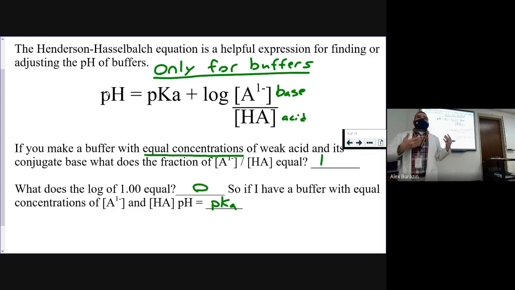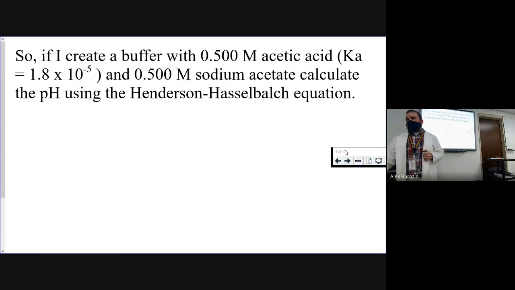So then a lot of you want to use this for everything, but it doesn't work for everything. If you want to solve for the pH of a weak acid, you've got to use an ice table. If you want to solve for the pH of a weak base, you've got to use an ice table. If you want to solve for the pH of a strong acid or a strong base, you can just take the negative log of its molarity. The only time this works is with a buffer. Okay? Hopefully I got my point across.